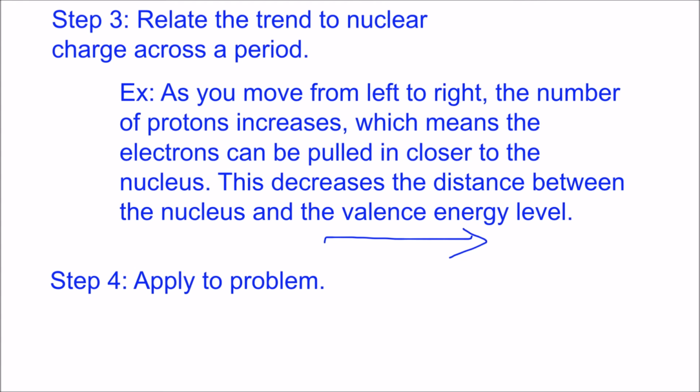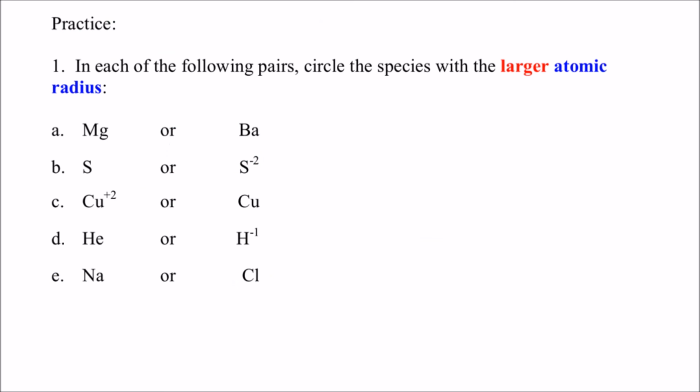Alright, so let's give ourselves a problem to play with here. In each of the following pairs, circle the species. A lot of times you'll start seeing species pop up in this course, and they're just talking about the chemical or the atom. So circle the species with the larger atomic radius. So here's the problem. They want larger atomic radius. So we have to come up with the trend for that.